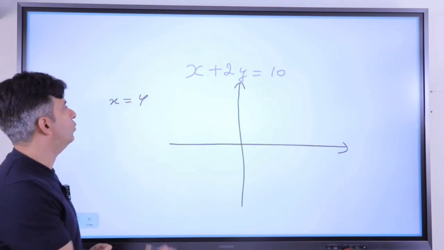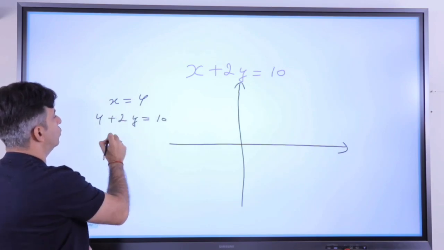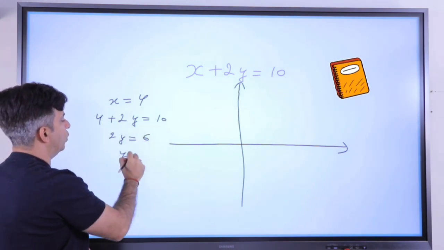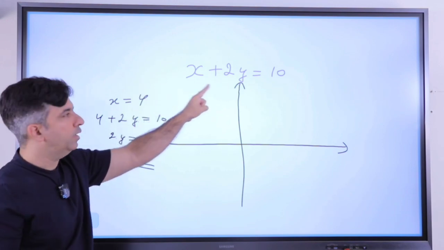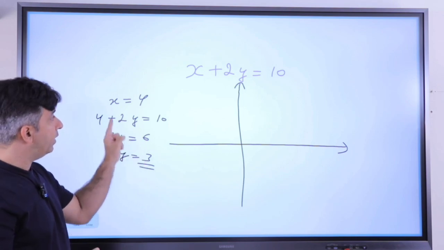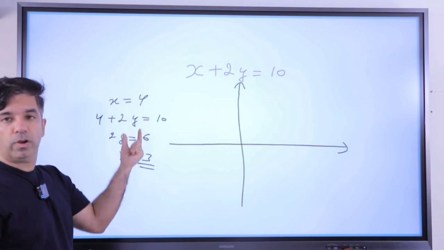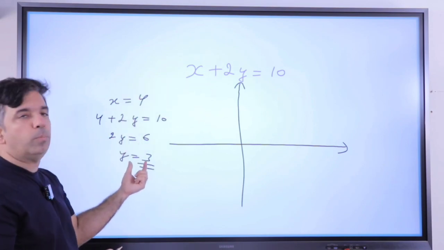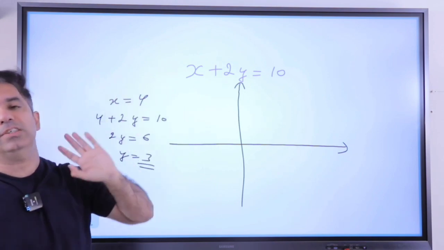So when I took x as 4, I can see that 4 plus 2y becomes 10. So this gives me 2y as 10 minus 4, that is 6, and y is equal to 3. So it means that in this equation, when x is 4, then y is 3. So this 4, 3 lies on this line. Why? Because we have just obtained this value from this line only.